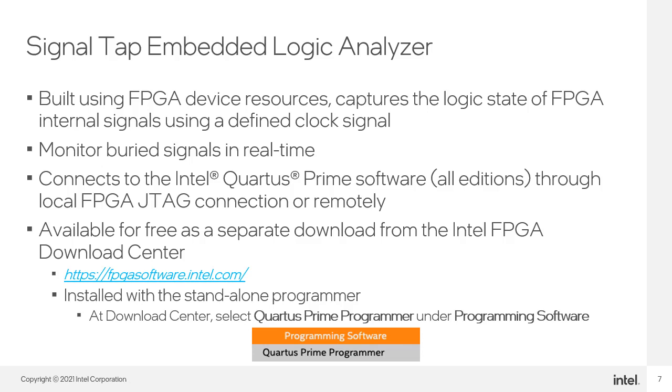The SignalTap ELA is available for free and included automatically with a standard installation of the Lite, Standard, or Pro editions of the software. A version of the SignalTap control interface is also included with the standalone programming software, allowing you to control and monitor the ELA without a full installation of the Intel Quartus Prime software, though without the ability to reconfigure its settings. You can find this at the Intel FPGA Download Center.